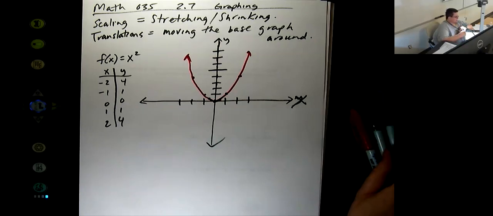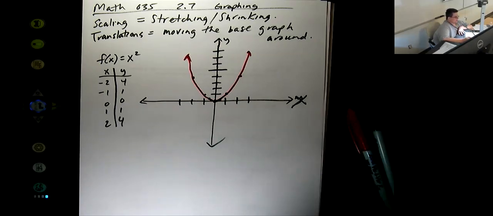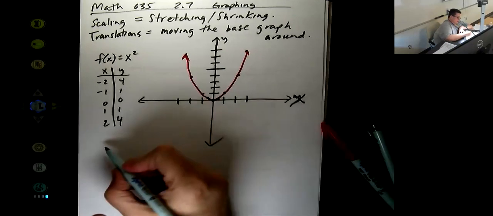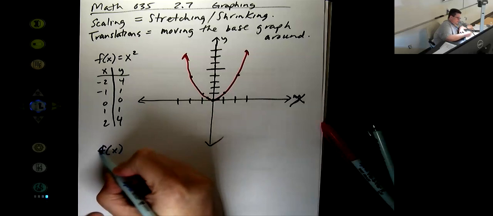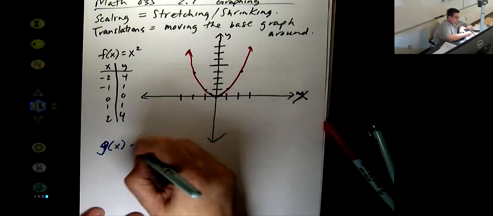Don't make me give you minus points for drawing a diamond or something like that. But what happens when we do some alterations? What if I make it, let's call it g, g of x is 2x squared.